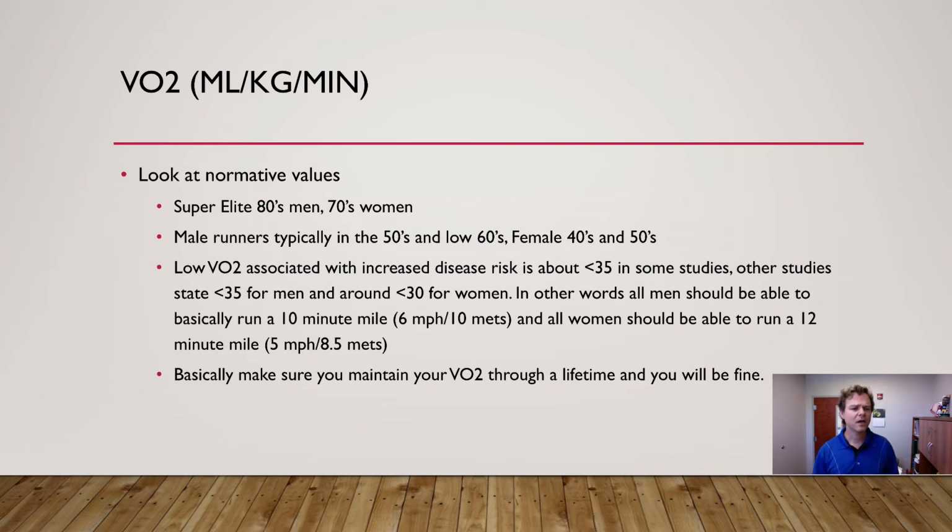Okay, VO2. Look at normative values. I'm not going to break down each individual value, but there are some basic categories you do need to know. If you are super elite, you have a VO2 in the 80s, high 70s for the men. For the women, it's going to be the high 60s and the 70s. These are the individuals that are going to win races or be highly competitive at those VO2s. They usually look emaciated. They look like they need to eat something.